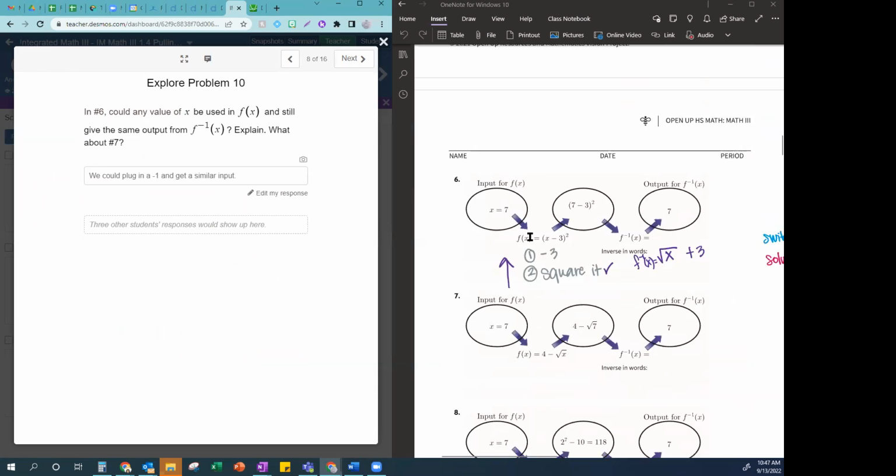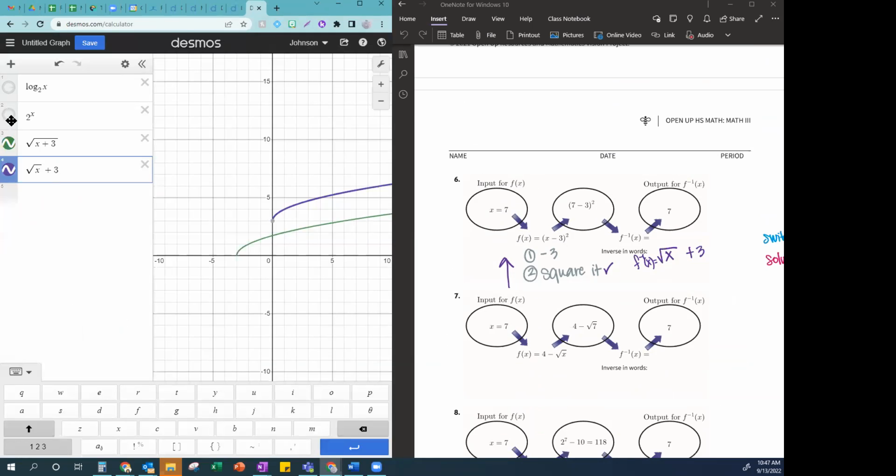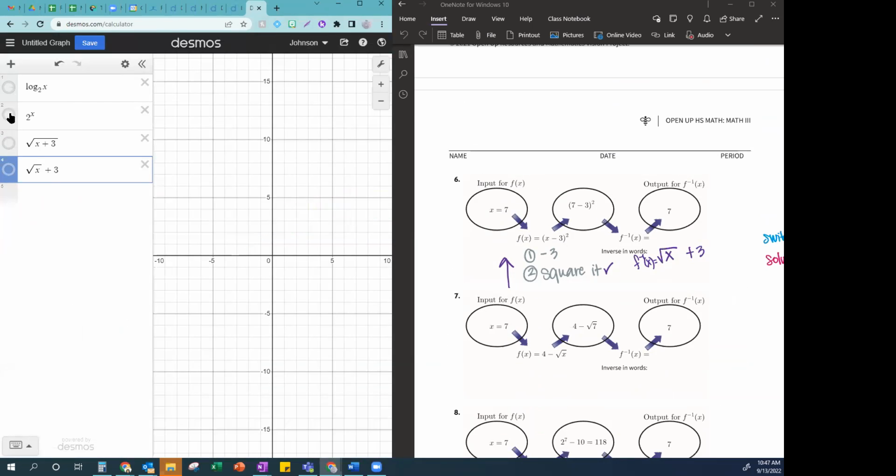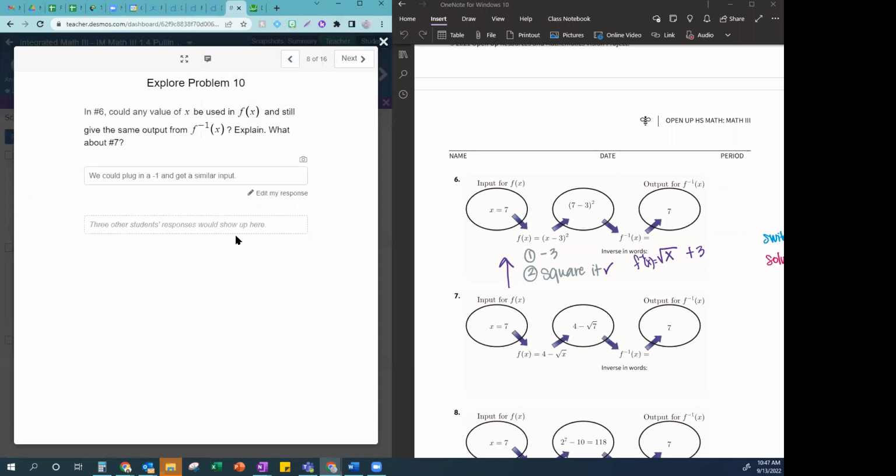If number 6 could be any value of x, so now look at number 6. Here's number 6, right? Any value of f of x and still give the same output for f inverse, could that happen? And so then I'm going to turn your attention to these 2 that I did not get rid of. And the answer is yes. I could take any input and reverse it and it'll be the exact output. So this is basically asking you, hey, is it invertible? And the answer is yes.